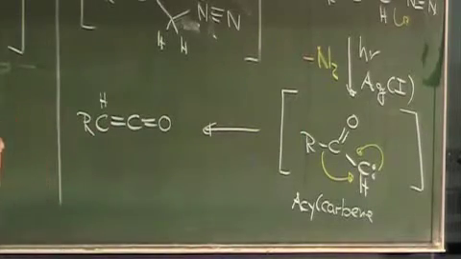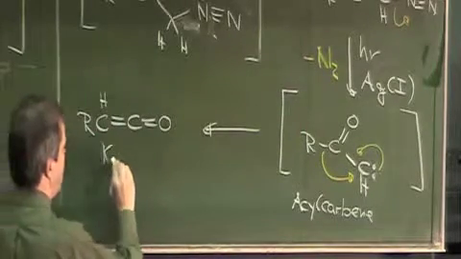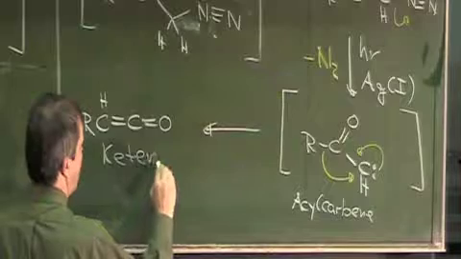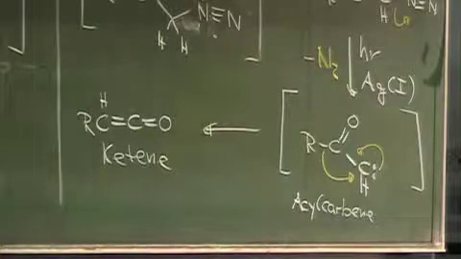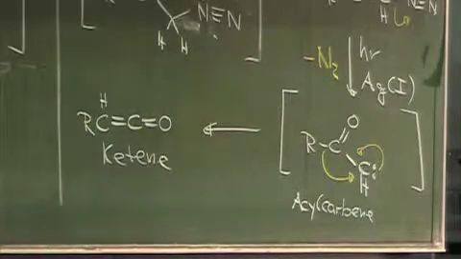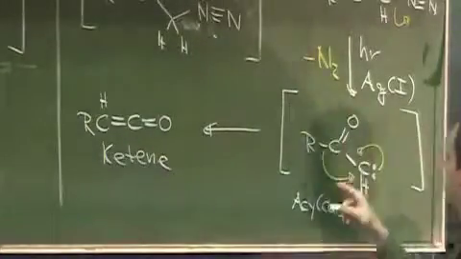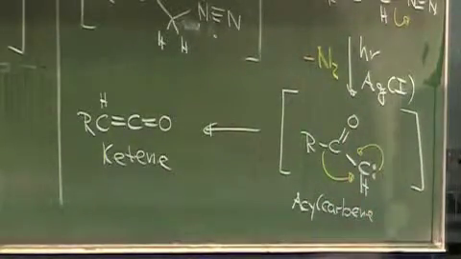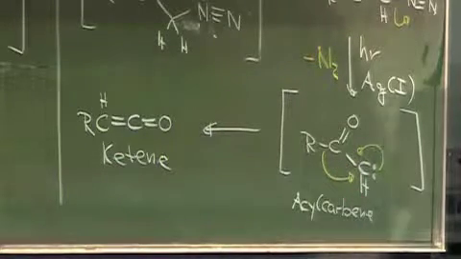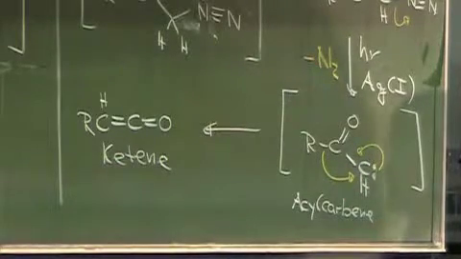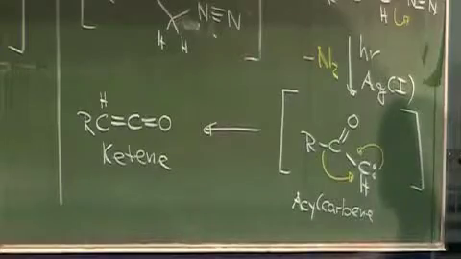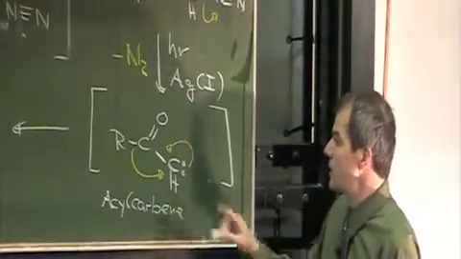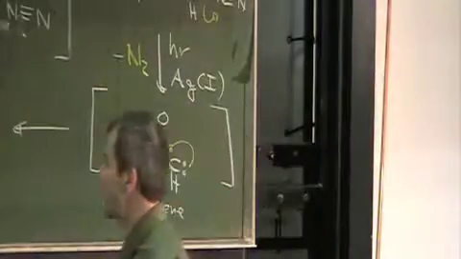And so this way you create a ketene as an intermediate. Now this nitrogen extrusion and migration of the R group probably occurs simultaneously. So the free acyl carbene is most likely not even present. However, I have written it stepwise here to better show the mechanism.